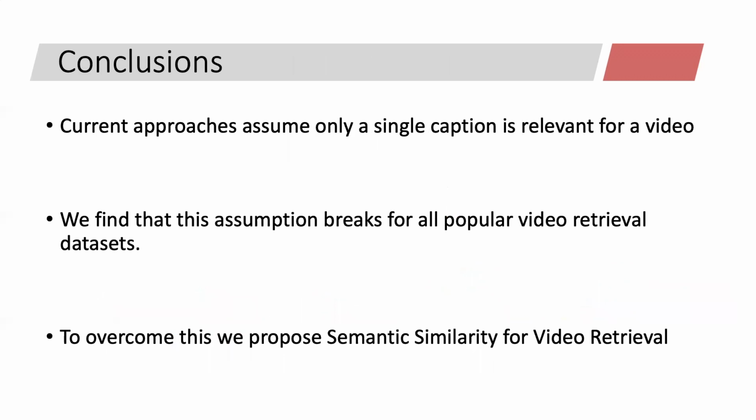So, to conclude, current approaches only assume a single caption is relevant for a video. We find that this assumption breaks for all popular video retrieval datasets. And to overcome this, we propose semantic similarity for video retrieval, which allows for multiple relevant items with differing levels of relevancy.